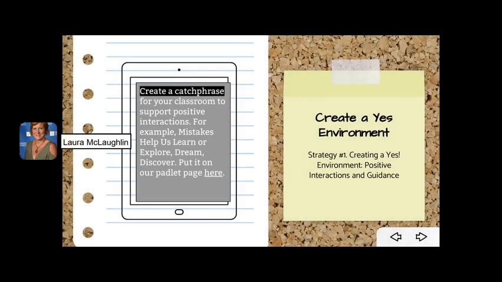So one specific strategy you can do is create a yes environment. So creating a yes environment provides positive interactions and guidance to children. You can create a catchphrase for your classroom to support positive interactions. For examples, mistakes help us learn, or explore, dream, discover. So I want you to think about a catchphrase that either you use in your classroom or one that you can use to create this yes environment.